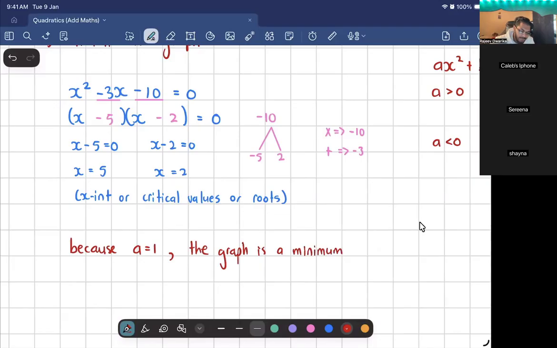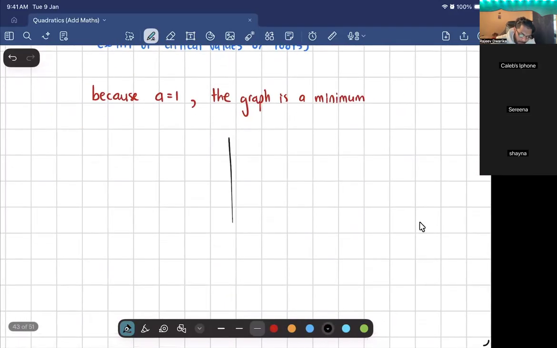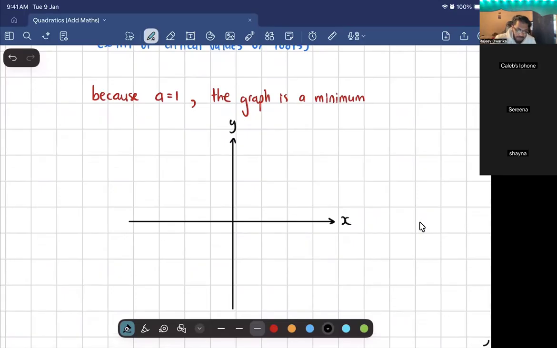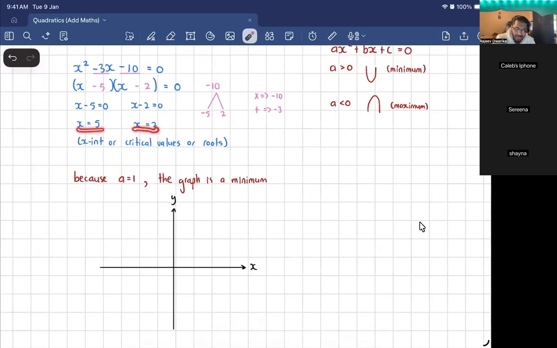So Caleb, now we're going to sketch the graph. I'm going to put on a y-axis over here and an x-axis over here. Now, I just told you that these values are the x-intercepts. This is where the curve is cutting the x-axis. So Caleb, do you think my graph is going to look like that? No, sir.